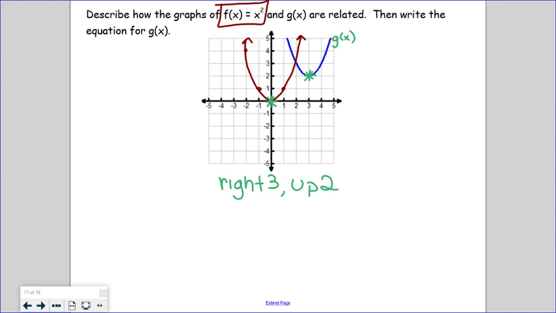Done. Then I go to ILROUD to help me write this into an equation. Okay, well, I know it is the function x squared. I also know there's an inside number, which is why I put a parentheses there. My inside number comes from right 3. And I go back to the fact that right on the inside looks like a subtraction. So it's going to say x minus 3. And then to represent up 2, that's outside my function, positive 2.